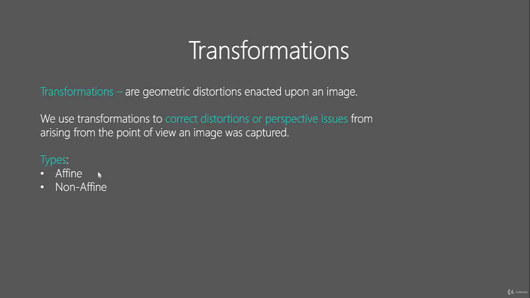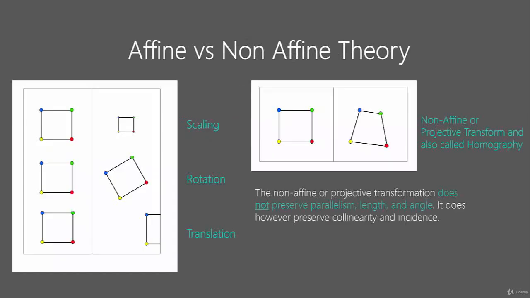So we classify transformations into two main categories in computer vision, affine and non-affine. So let's talk a bit about affine and non-affine transformations. Now, affine transformations include things such as scaling, rotation, and translation. And the key point to note here is that lines that were parallel in the original images are also parallel in these transformed images. So whether you scale an image, rotate, or translate, parallelism between lines is always maintained.